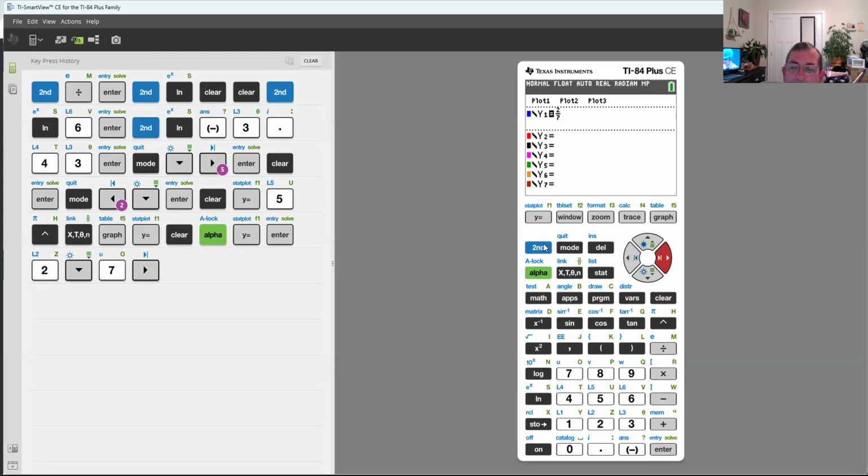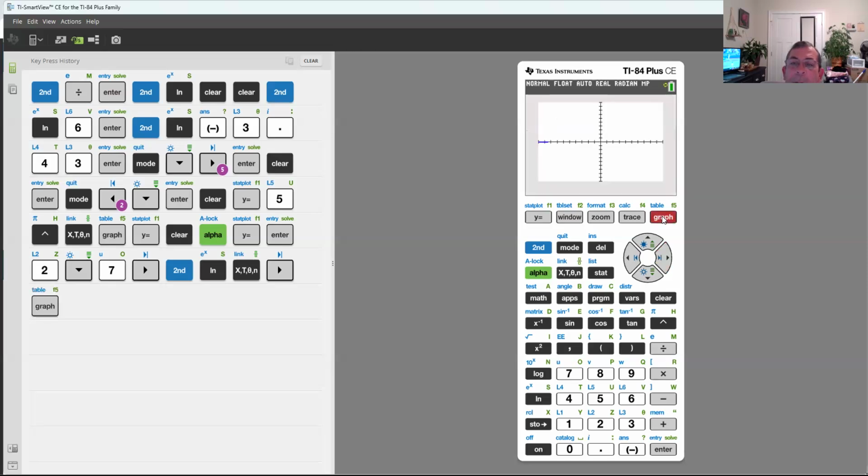And then I'm going to hit second ln to get the e with the exponent, and then put in my x. So I now have 2/7 e to the x. We're going to hit graph. And y'all look at that. Mine's going by ones. So that graph is definitely going across the y-axis less than 1.